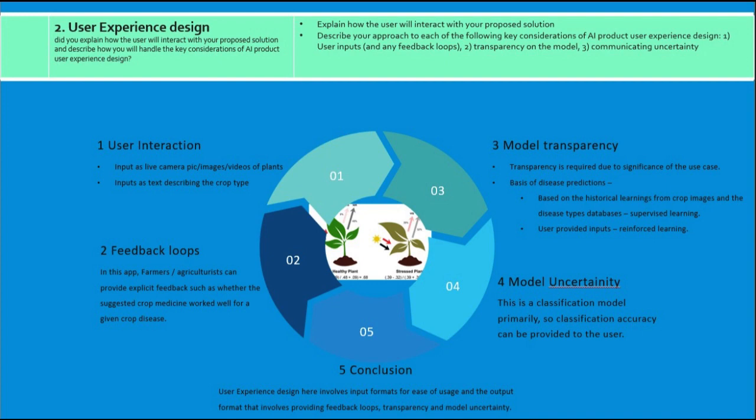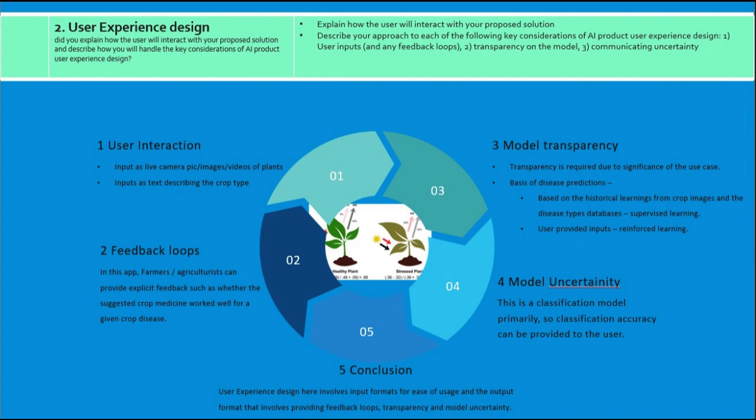Second is the feedback loops. In this app, the farmers or the agriculturists can provide explicit feedback, such as whether the crop suggestion that came up from the app really worked well for them. And with respect to model transparency, it's a significant use case. It is directly impacting the farmers' crop health. So we have to be very transparent with respect to what and how we are providing the model output.